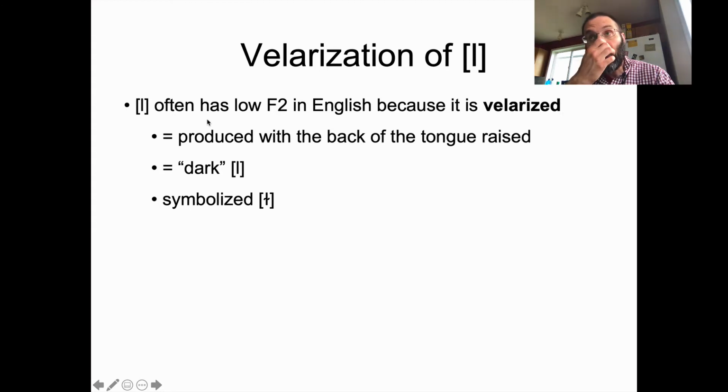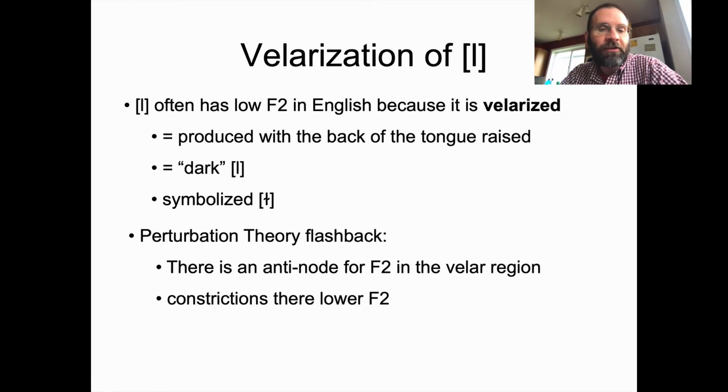So if you remember going back to perturbation theory, we determined the second time we walked through the principles of perturbation theory that there's an antinode for F2 in the velar region, which is why you often get coordination between labial and velar gestures in the production of vowels. They both lower F1 and F2, F2, I guess, a little bit more than F1. So what's going to happen with a velarized L is we should see lower F2 than we do when it's not velarized or when it's a clear L.